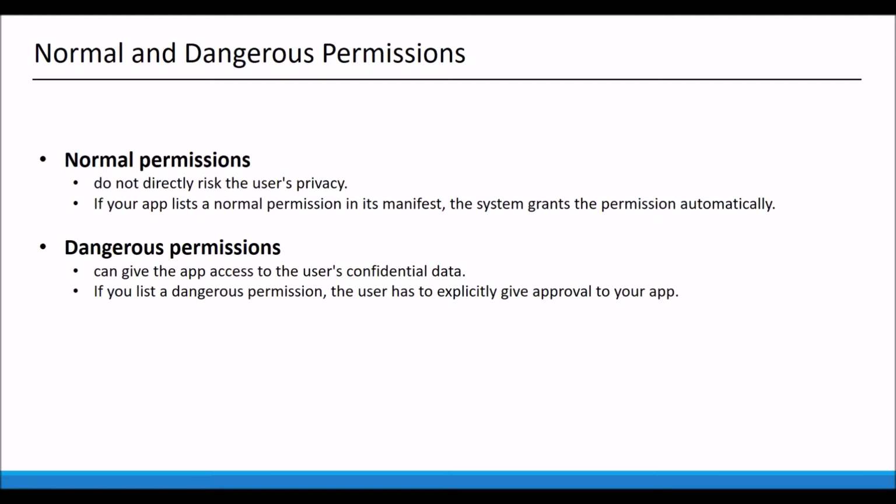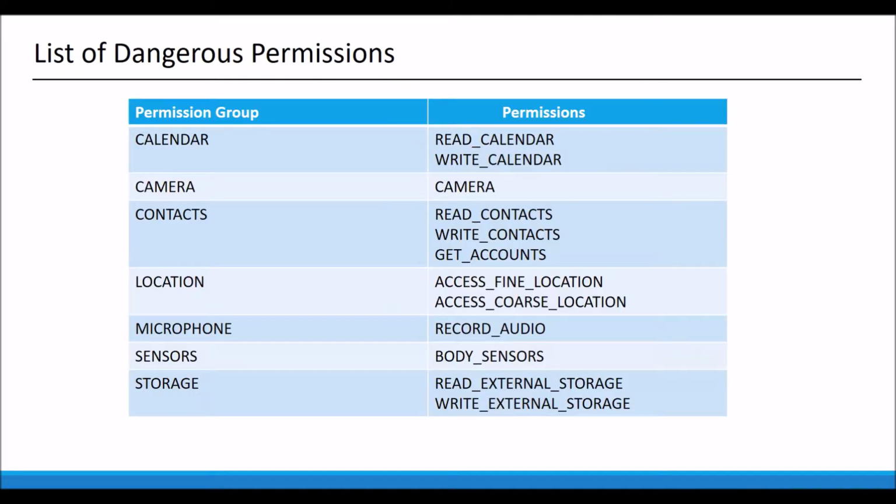Now, normal permissions are those that don't risk the user's privacy, so things like the network state and internet access are fine. They're classed as normal permissions, and they're handled in the existing way in the manifest, where you just state the permission itself. Dangerous permissions still need to be added to the manifest, but those are the ones that can actually give away the user's confidential data. So I do have a list of dangerous permissions here, and you can see you've got things like the calendar, the camera, the contacts, which are obvious things that can give away personal information, location as well, and that's what I'm going to be working on in this particular tutorial.